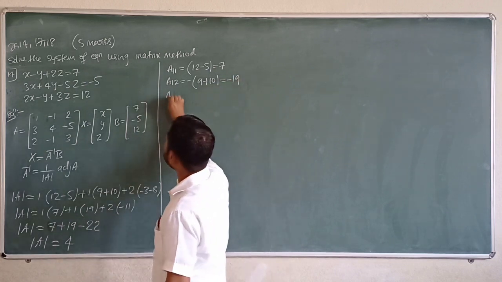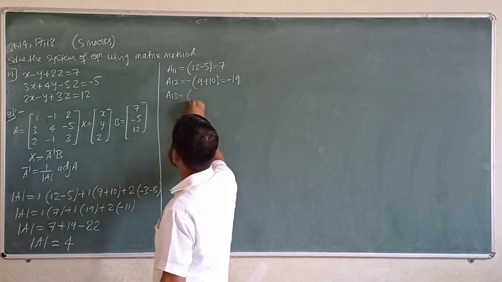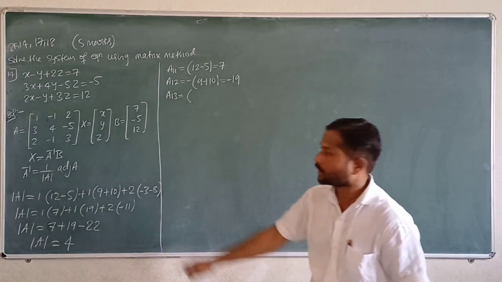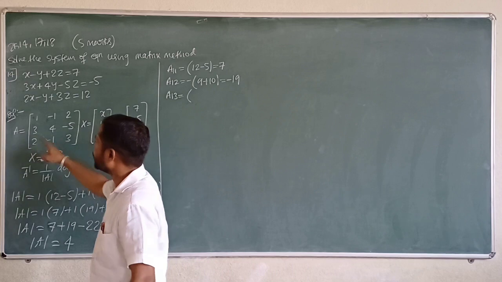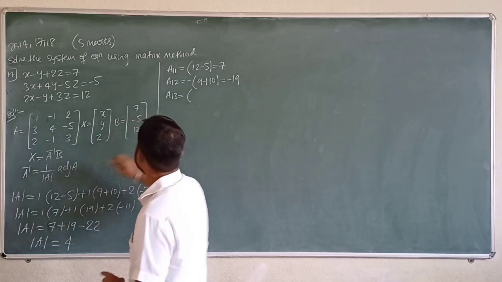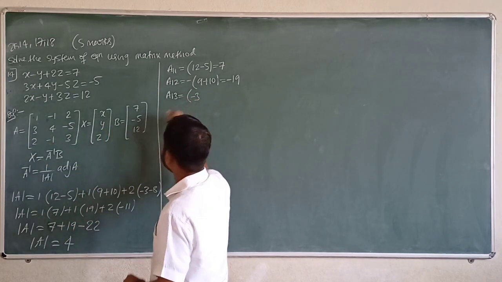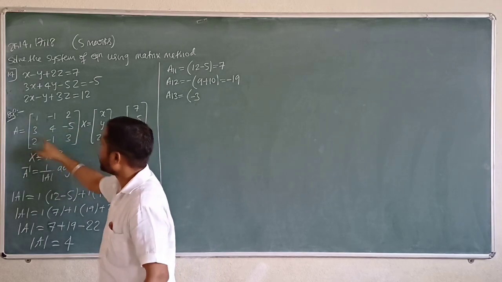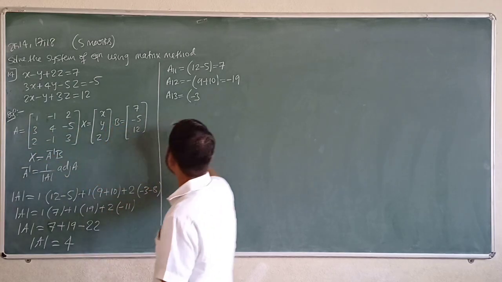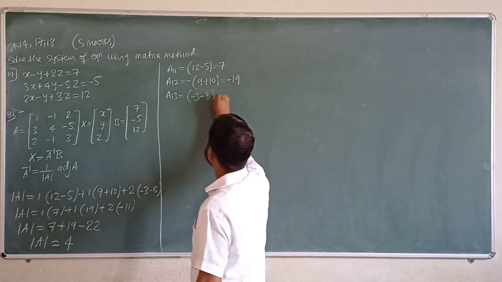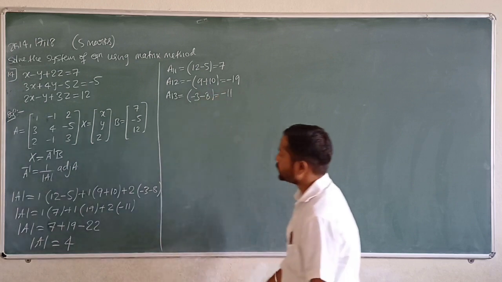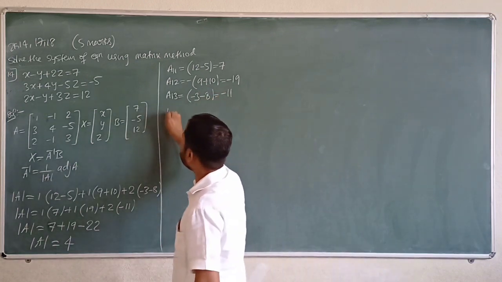Next, is A13 positive or negative? Positive. Delete first row, third column. Then 1 into minus 3 is minus 3. Minus 3, minus 2 4s are 8. Minus 3 minus 8 is minus 11. Minus 11. Right. Take A21 now.